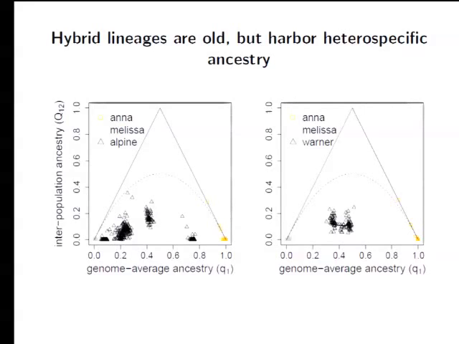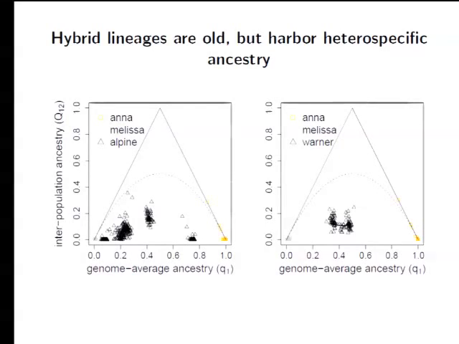Basically, the null expectation for a hybrid swarm would be more or less along this dotted line. In these cases, the parental species are in orange and gray. Interestingly, we show some back crosses in those, which I wasn't expecting before doing this. I didn't really think there was that much recent hybridization, but there is some.